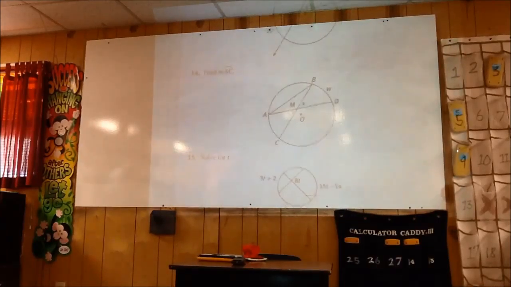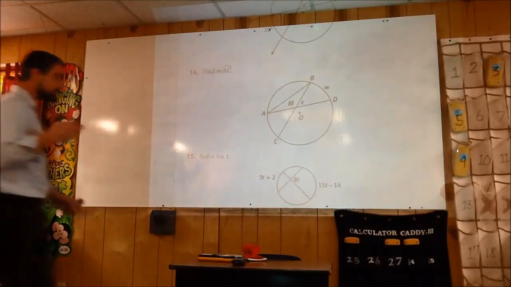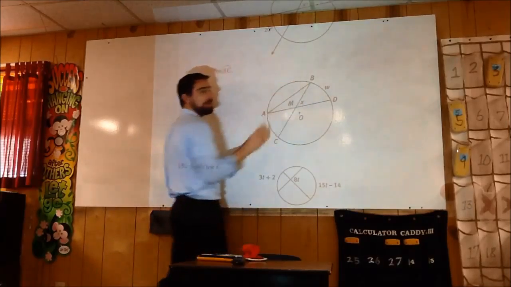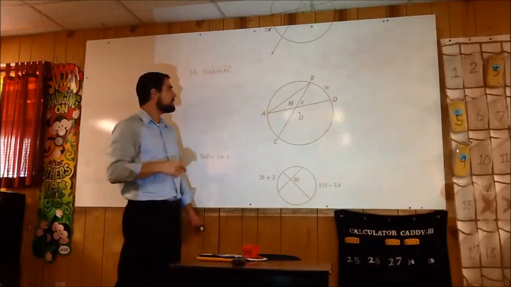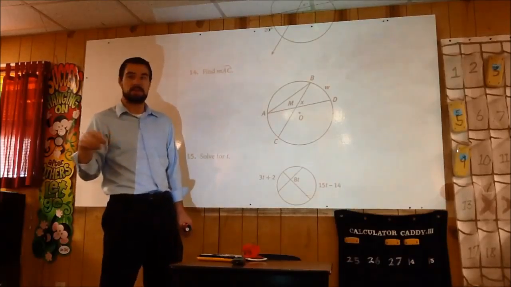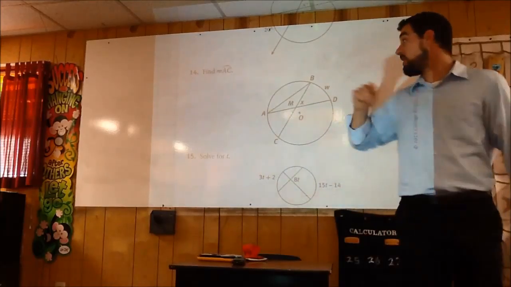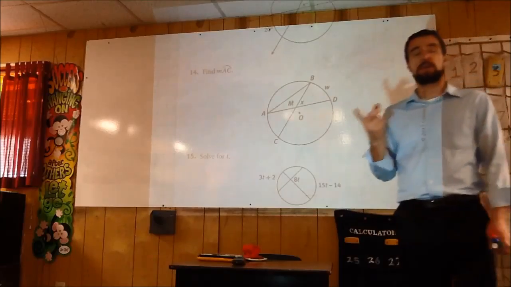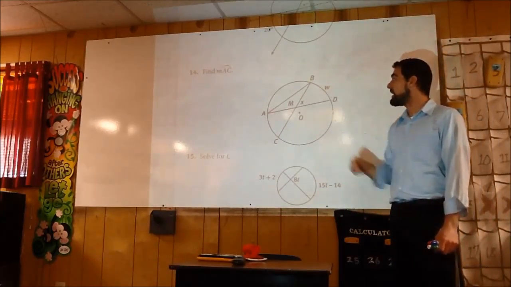Number 14, they are asking for an expression in terms of x and w that is equal to the measure of arc AC. So you're not going to get a numerical value in the end and say, oh, the measure of arc AC is 60 degrees. It's not looking for a numerical value. It's looking for an expression that involves these two variables, x and w.